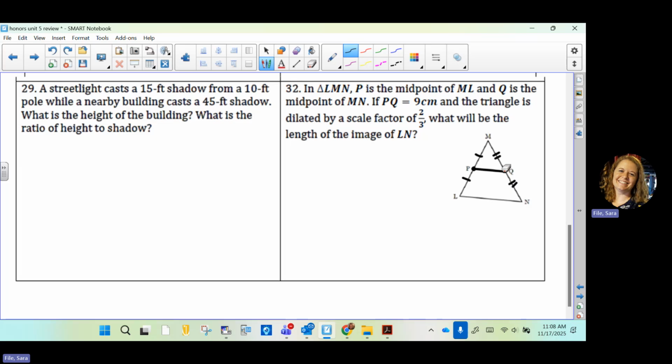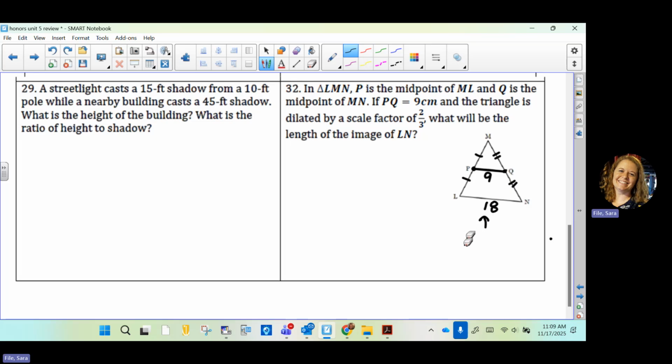Okay, and then they tell us that mid-segment PQ is 9. Then they say the triangle is dilated by a scale factor of 2/3. What will be the length of the image of LN? Well, remember, this is the pre-image. This is before the dilation that this is 9. So right now, could you tell me the length of LN in the pre-image? If the mid-segment is 9, what's that side of the triangle it's parallel to? 18. So this is the pre-image.